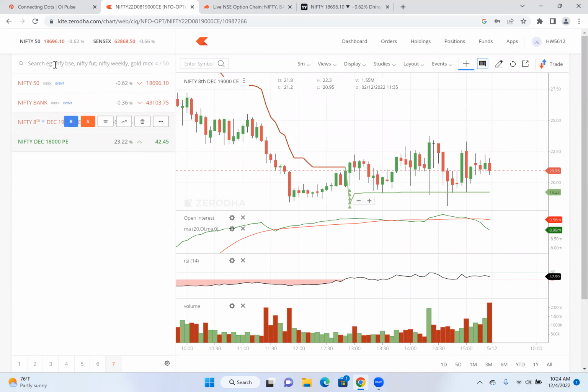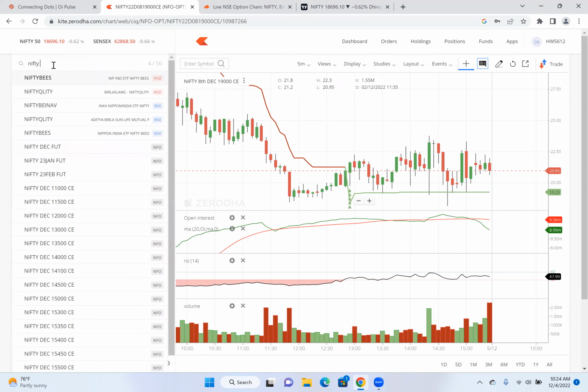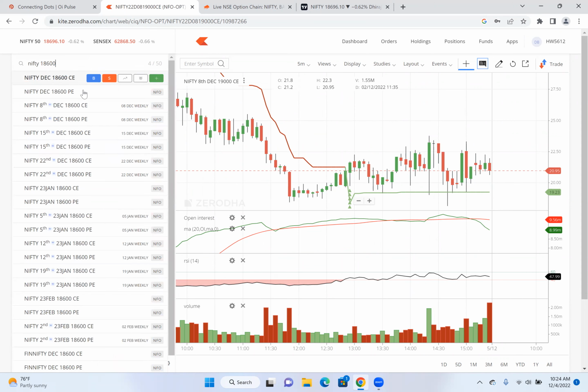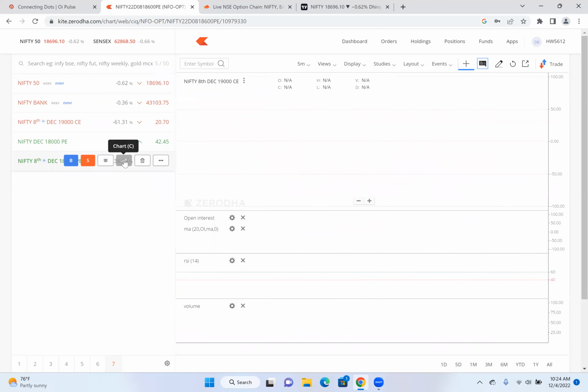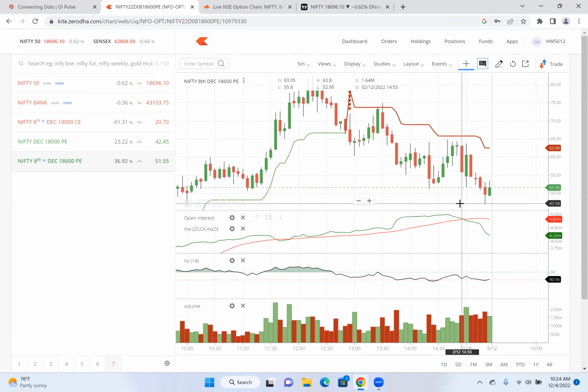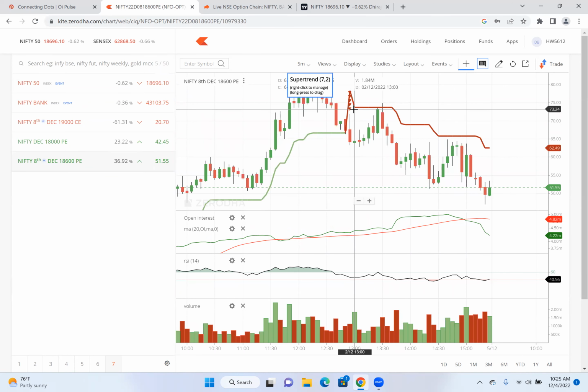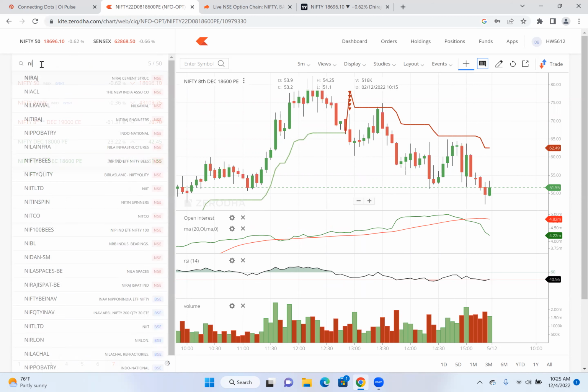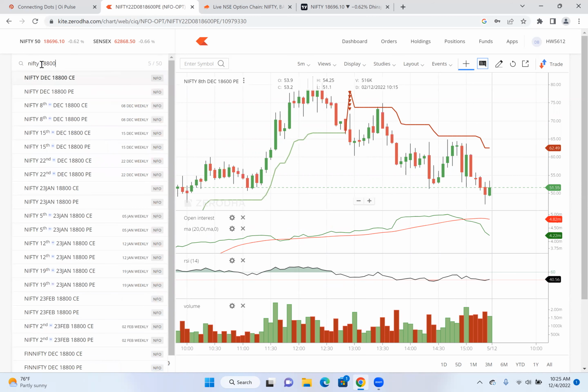Let me check Nifty 18,600 put for December expiry. Go to the chart. Please note down the conditions. This is not meeting my condition for selling. Sorry, for buying. I am a buyer now. What do I see? Will I buy here? The super trend is red. No, I will not buy here. Super trend has to be green. This is not meeting my condition. Can I look at Nifty 18,800 call option?